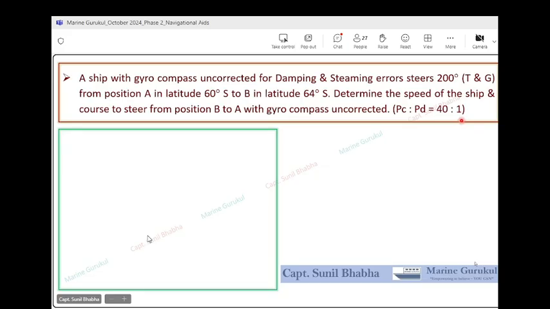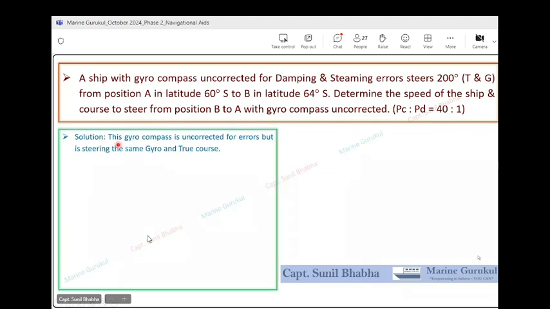Okay, let's see the solution. In other words, they have provided us with the value of K, which is equal to 1/40 in this case. Now this question is a little different from the ones which we have done till now. Till now we were given the ship's particulars and we were required to calculate the compass error, but now they want us to find the speed of the ship. So let's see how we go about the solution.